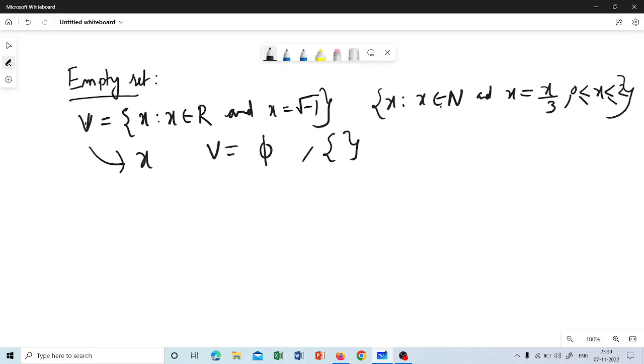So now if you substitute the x, let me change the variable. It should be another variable, for example, y. V is equal to y such that y belongs to natural numbers and y is equal to x by 3, where x is varying from 0 to 1. So now what can I tell?